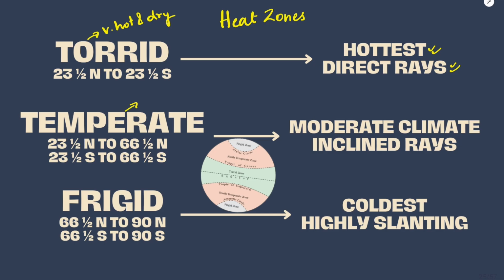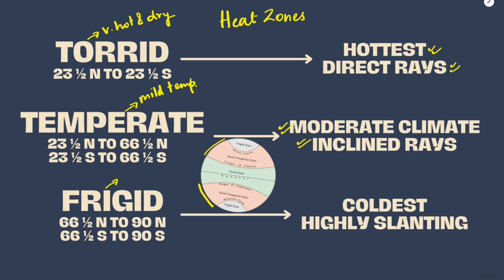Then we saw the temperate zone. Temperate means mild temperatures. This is situated between the Tropic of Cancer and the Arctic Circle and the Tropic of Capricorn and the Antarctic Circle. Here we see moderate climate as the sun's rays are inclined.